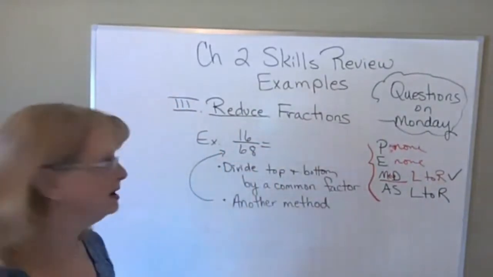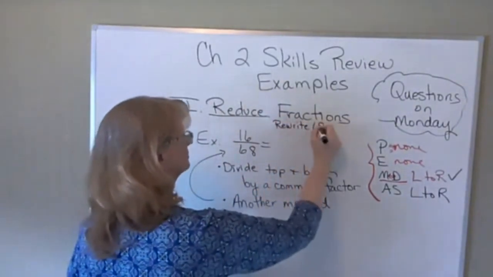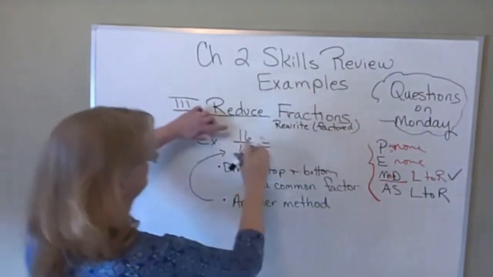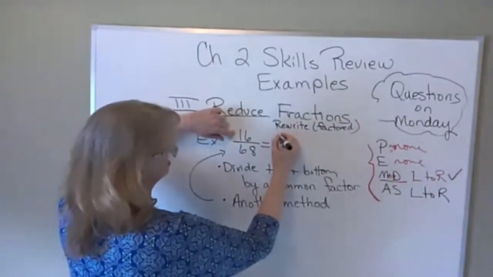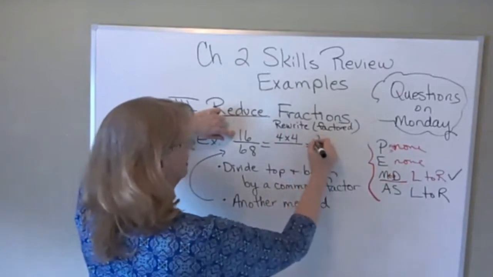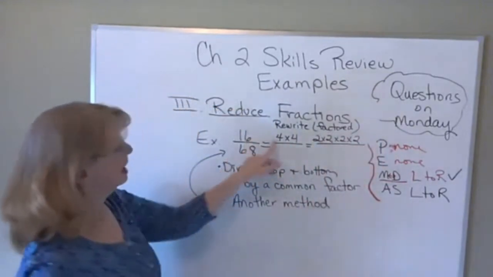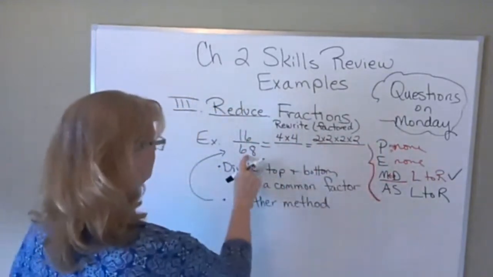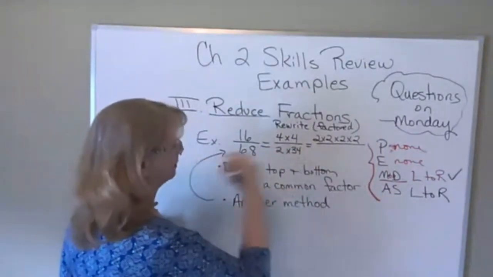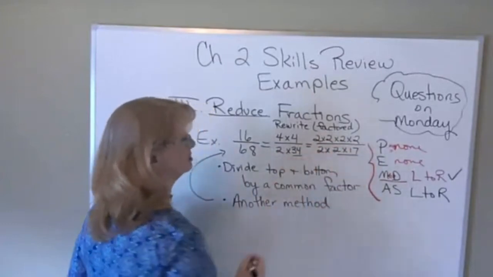So I'm going to rewrite both of the numbers factored. So that 16 would be, I could call that 4 times 4. And I could also call that 2 times 2 times 2 times 2. See how I just rewrote it and I broke it all the way down. For 68, I could do, okay, well that's 2 times 34. So that's 2 times 2 times 17. Do you see there's the 34?